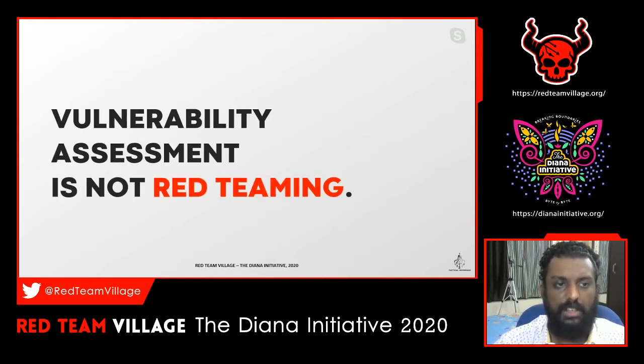Number one, vulnerability assessment is not red teaming. So you all know that, right? What is vulnerability assessment? If we are targeting a system, application, or a network, we will be listing out all the possible vulnerabilities in there, and the POCs for the vulnerabilities, how to remediate these vulnerabilities, everything would be there. So that is what basically vulnerability assessment is. So again, vulnerability assessment is not red teaming.